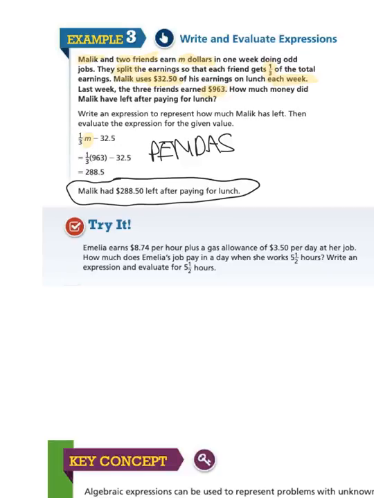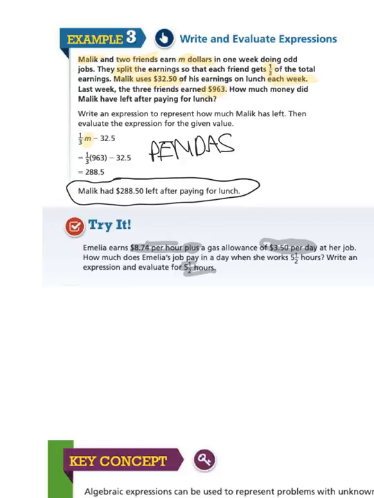Amelia earns $8.74 per hour plus a gas allowance of $3.50 per day at her job. How much does Amelia's job pay in a day when she works 5.5 hours? Write an expression and evaluate for 5.5 hours. All right, so let's write our algebraic expression. Is this what you came up with? I would read this and I would figure out that I know she's earning $8.74 per hour, plus she's getting a gas credit of $3.50 per day. Then they want us to solve for 5.5 hours.